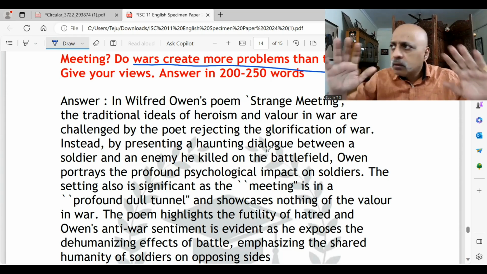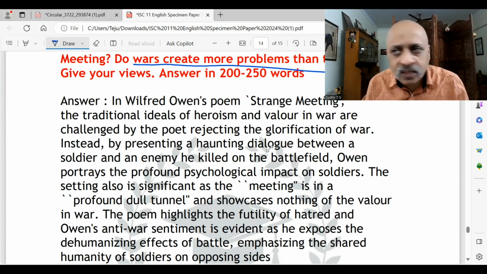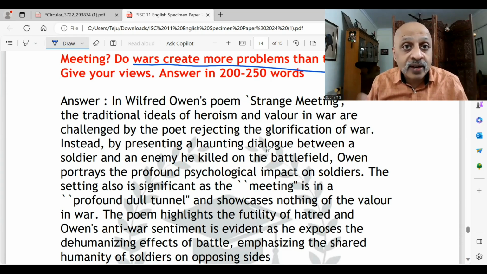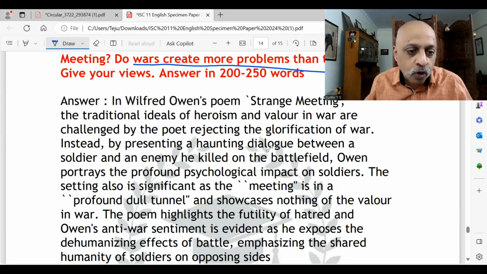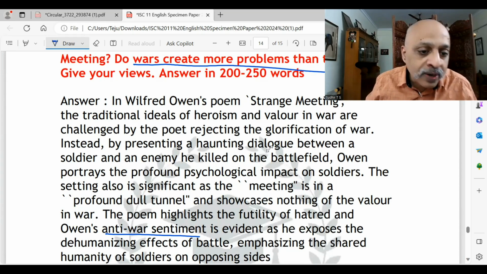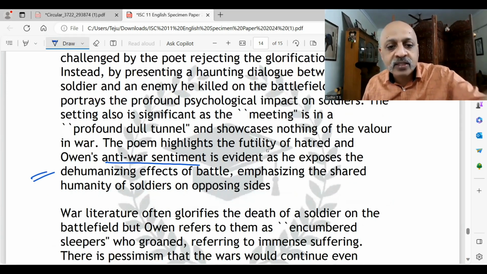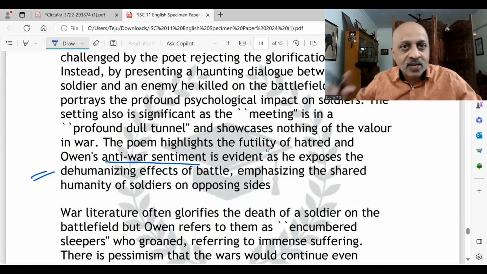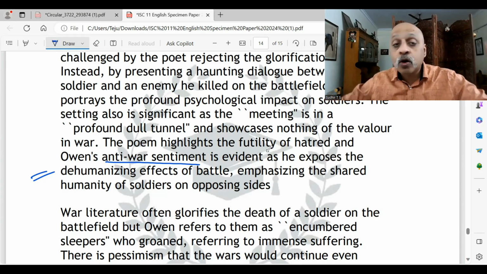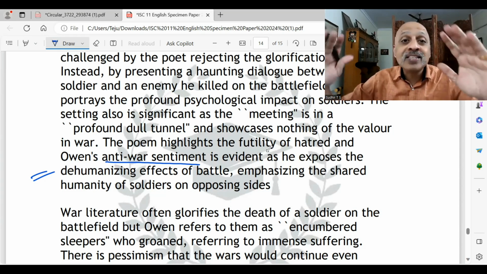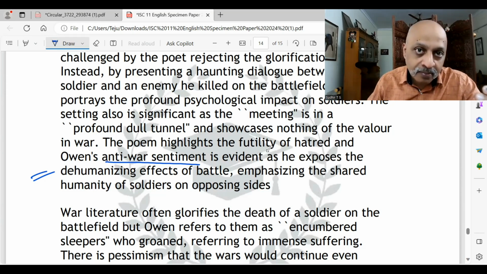और उससे युद्ध की बहादुरी के बारे में कुछ पता नहीं चलता, वहां पे सब मरे पड़े हुए हैं, right? The poem highlights the futility of hatred, कि किसी से घृणा करने से कोई फायदा नहीं है. There is no point hating anyone else. And Owen's anti-war sentiment, this is important, please use this kind of words, is evident as he exposes the dehumanizing effects of battle, emphasizing the shared humanity of soldiers on opposing sides. He's a human being, he's a human being. They're representing opposite sides. And that makes it extremely dehumanizing.